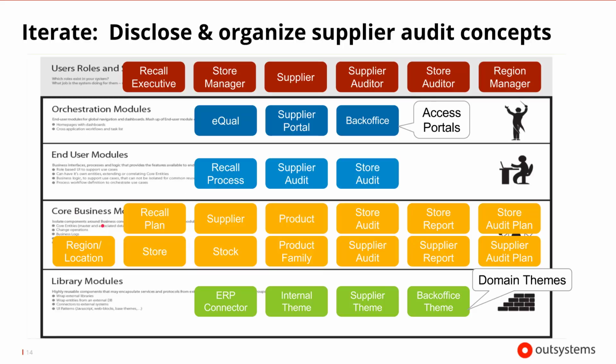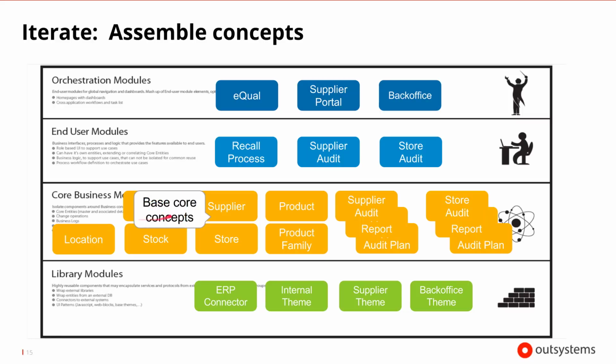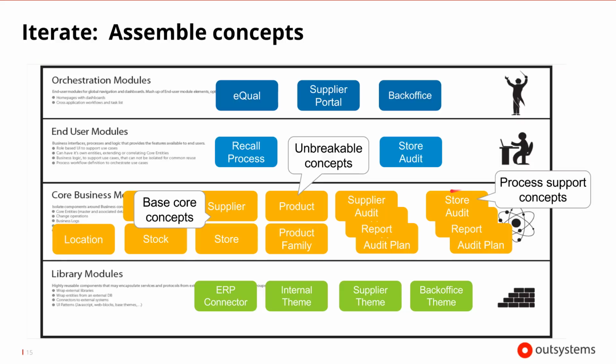If we look at these core business modules, we can see that there are a number of base concepts like location, stock, stores. We also would look for unbreakable concepts. So product and product family are very closely related. You can't really describe the product family without knowing some of the products. So that's important. And then we actually find that the supplier audit and the store audit have a number of very process-specific types of concepts. So we could begin thinking about how to put these together and assembling them in some way that makes sense.